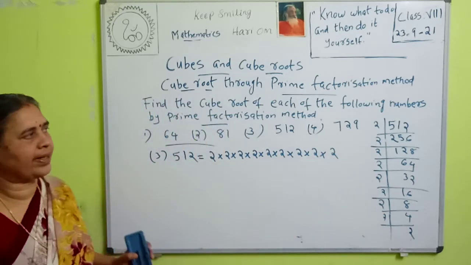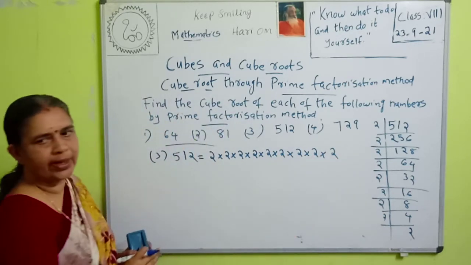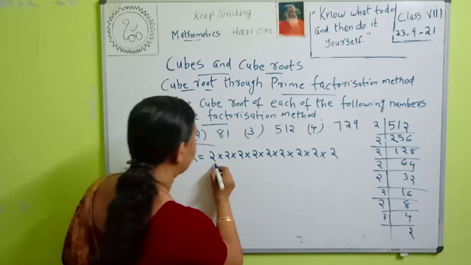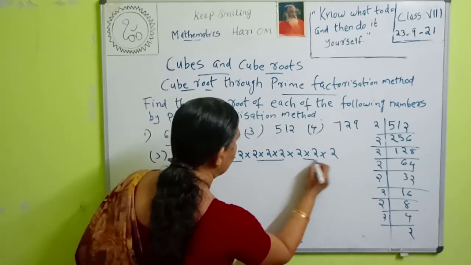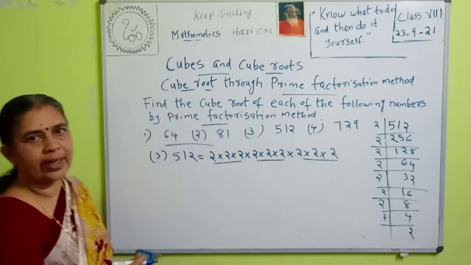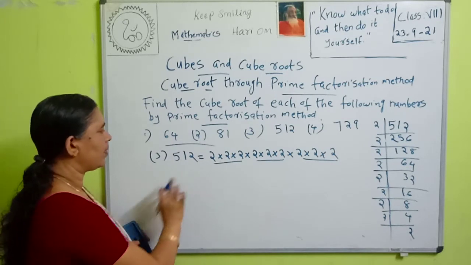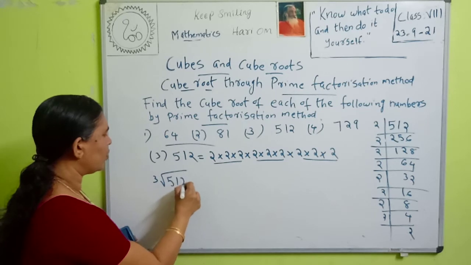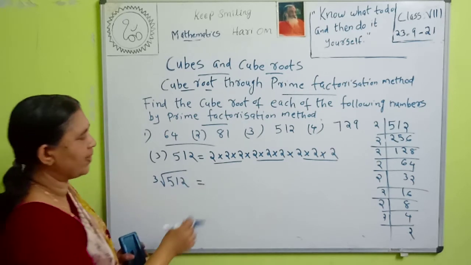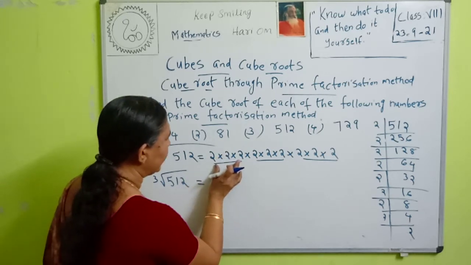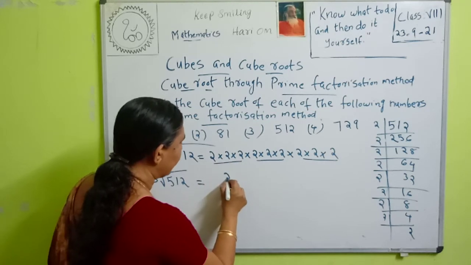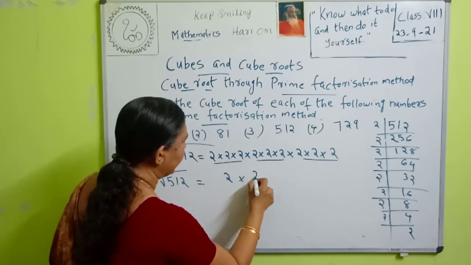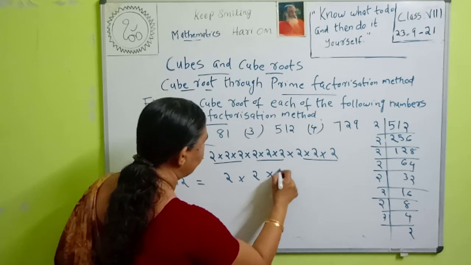Here, we factorize this 512. 512 is equal to, we can group into triplets. How many triplets are here? 3 triplets are here. Then what is the cube root of 512? Cube root of 512 is equal to, we take 1 from each triplet. From this triplet, we take 1. From this triplet, we take 1. And from this triplet also, we take 1.